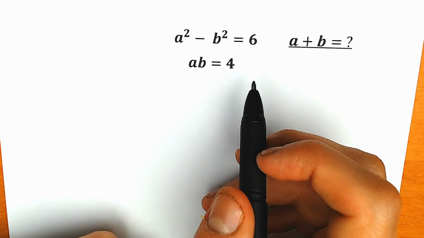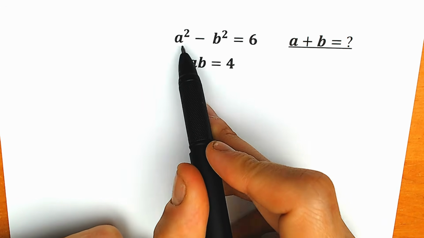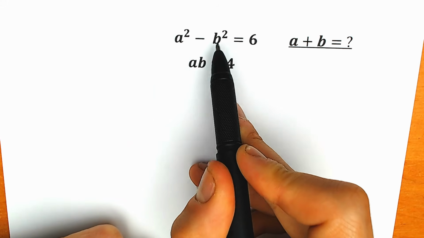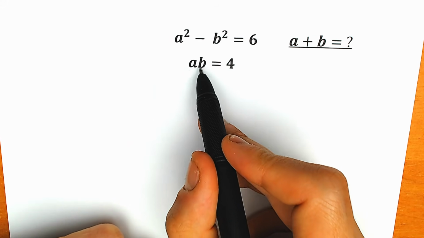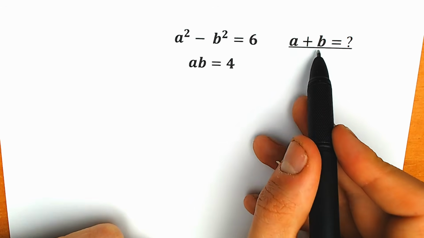Today we have a great and relaxing algebra question. We know the difference of squares, a square minus b square, equals 6, and the product a times b equals 4. We need to solve this question for a plus b.